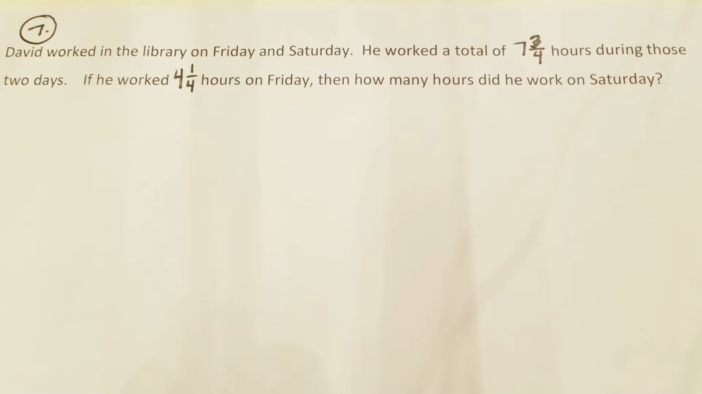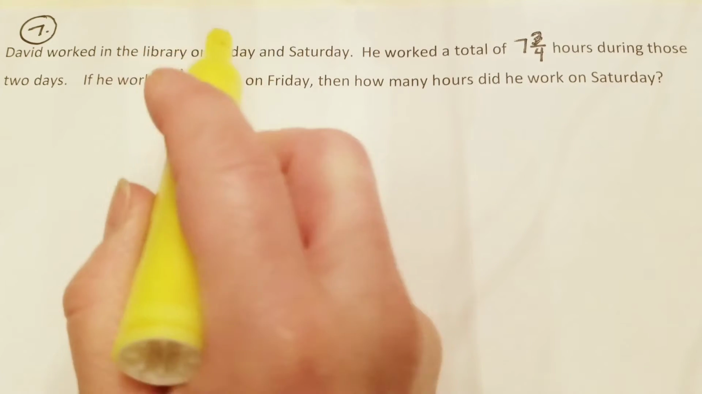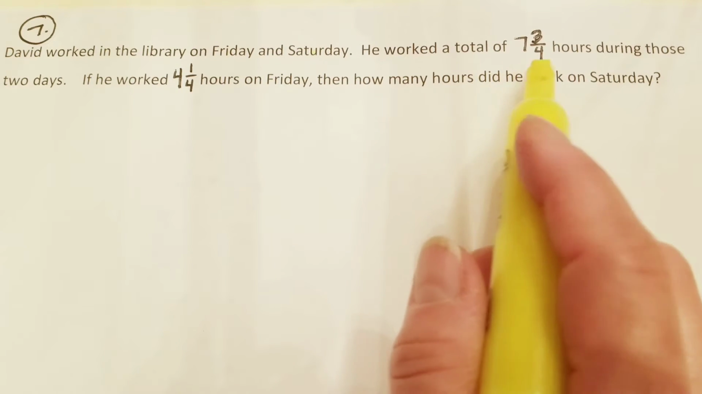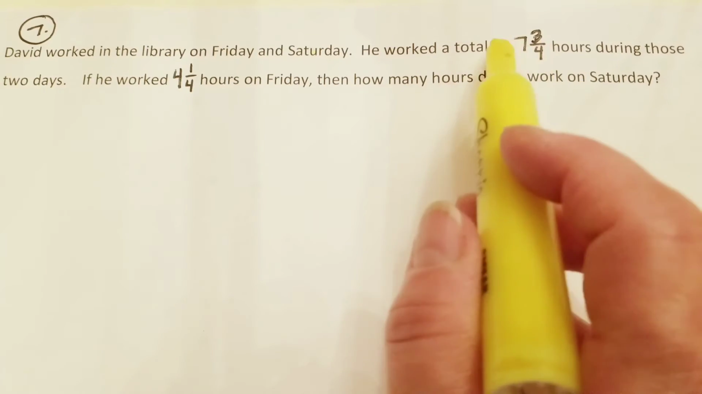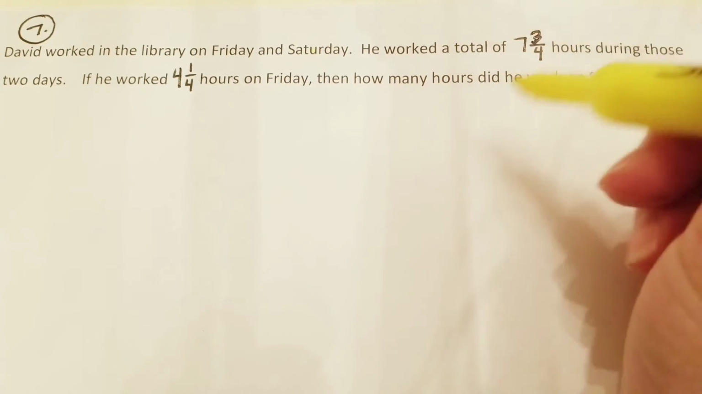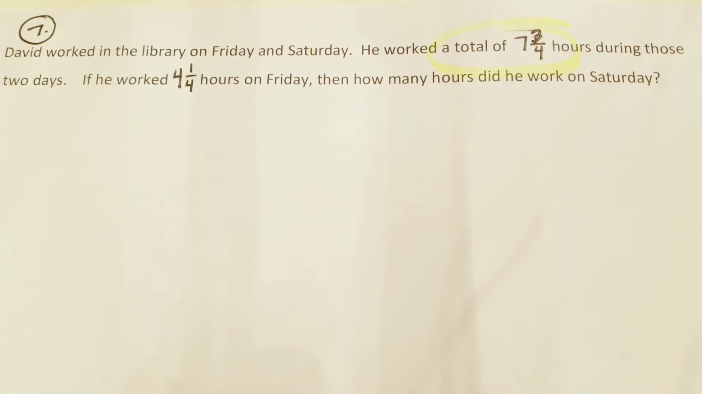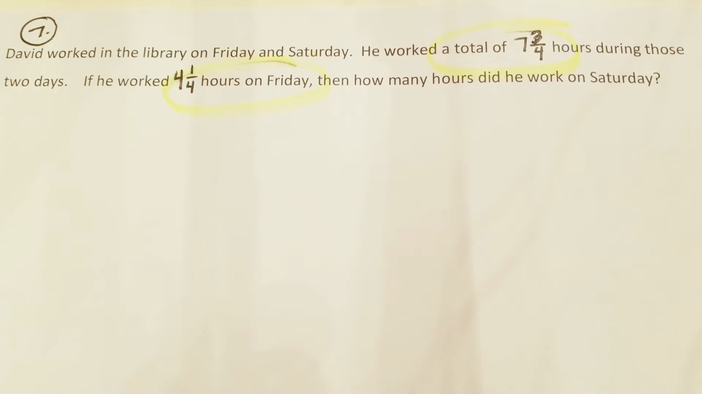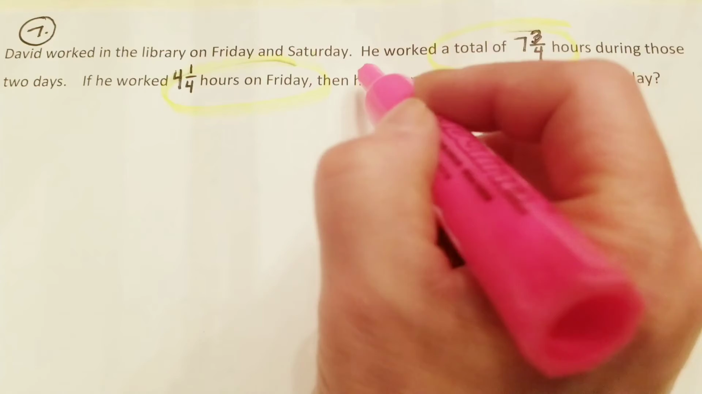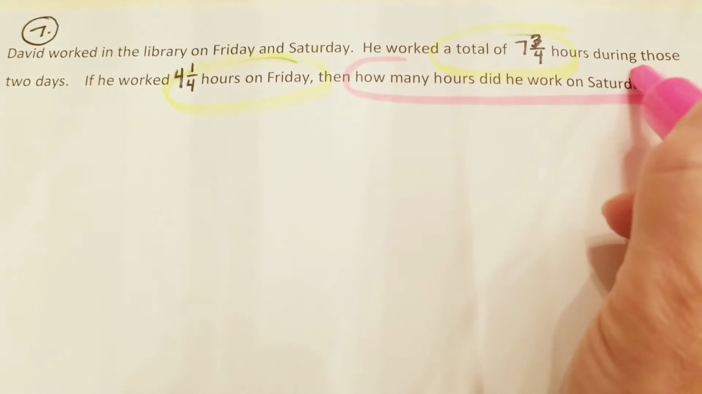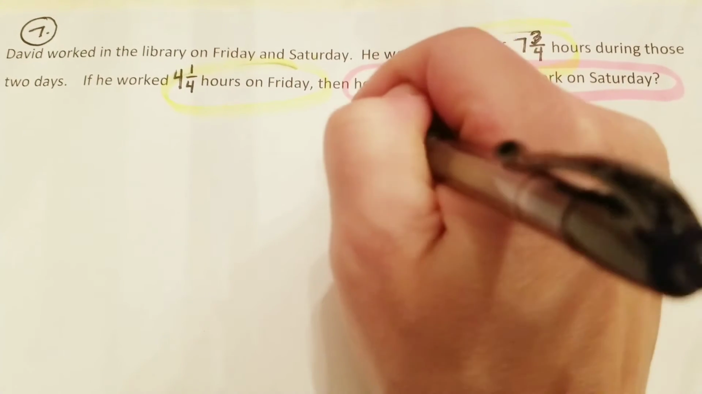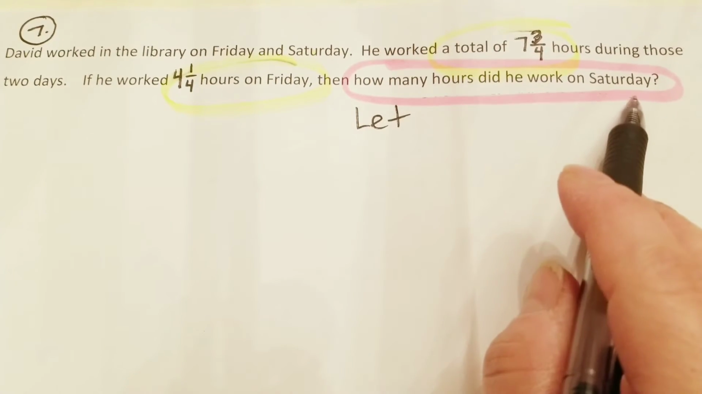Number 7, David worked in the library on Friday and Saturday, 2 days. He worked a total of 7 3/4 hours during those 2 days. We got a total, so that signifies that equal sign, right? 7 3/4 hours total. If he worked 4.5 hours on Friday, how many hours did he work on Saturday? Let's circle our question: how many hours did he work Saturday? And we're going to assign a variable to answer this question.